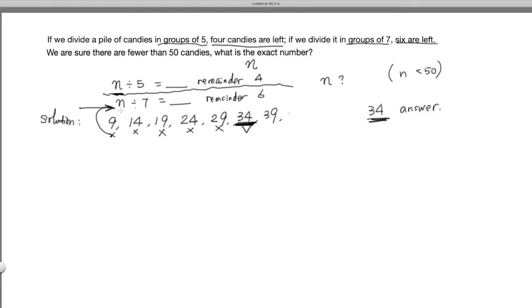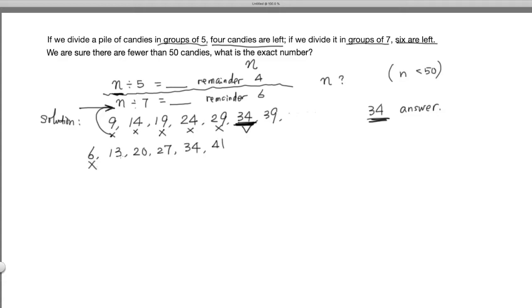So for numbers where n divided by 7 has a remainder 6, okay, the first number will be 6. The second number is plus 7, 13. The next number will be 20. The next number will be 27, and 34, and 41. Let's see.